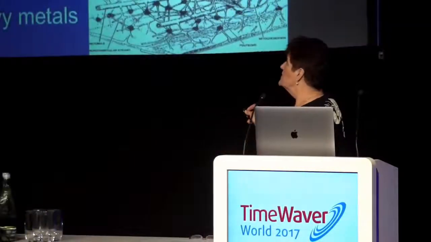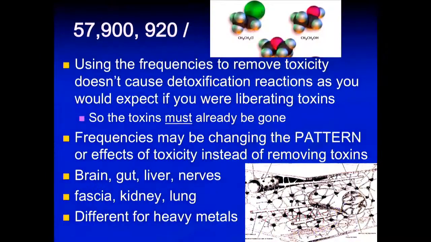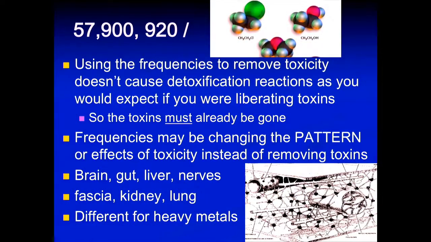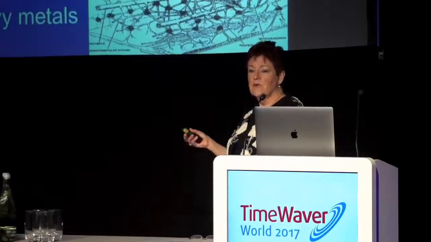So we have three frequencies, 57, 900, and 920, that change cell signaling after the toxins are gone. We use the frequencies to remove toxicity, and the thing that took me 15 years to understand is why patients don't get detoxification reactions. We run 57, 900, 920 on the liver, the brain, the lung, the pancreas, the gut, wherever tissue and function has been affected by toxins. We run these frequencies, and in 20 years, I've never made anybody sick. If we were removing toxins, they should get sick, right? The results of the treatment educate you, teach you. If we were removing toxins, it would have made them sick, and they didn't get sick.